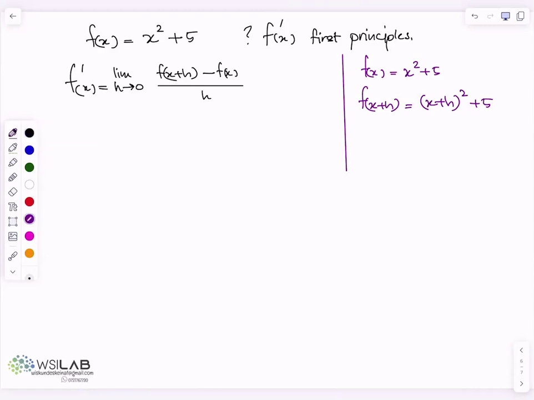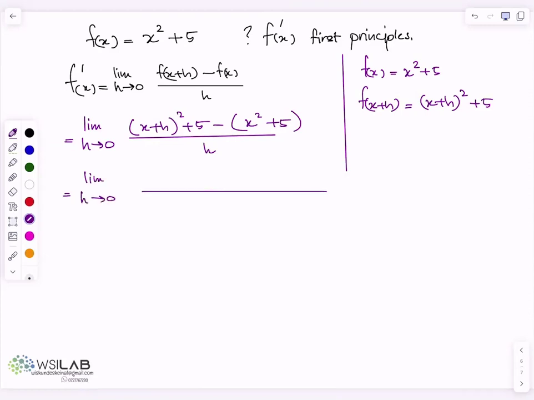Okay, so let's just fill in the values. That equals the limit where h tends to 0 of (x plus h) squared plus 5 minus, in brackets, x squared plus 5, over h. I'm going to multiply that out. I get x squared plus 2xh plus h squared plus 5 minus x squared minus 5.